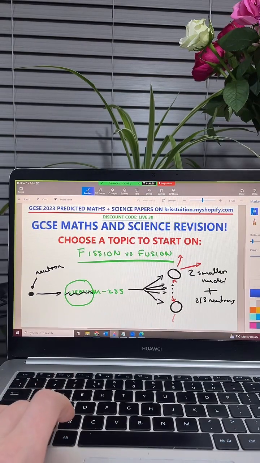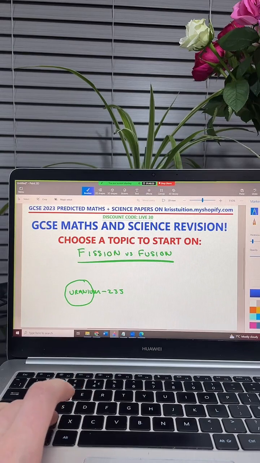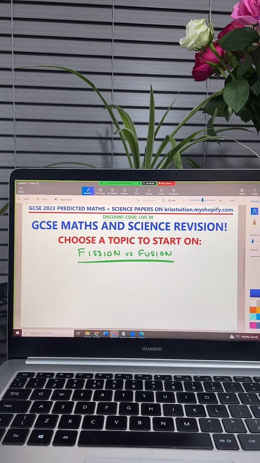Now, fusion. Let's briefly talk about fusion as well. Fusion is kind of like the opposite of fission, right? With fusion, instead of one larger nucleus breaking down into 2 smaller nuclei, we have 2 smaller nuclei coming together to make a larger nucleus. So we have a smaller nucleus and a smaller nucleus joining together to make a larger nucleus, right? And lots of energy.